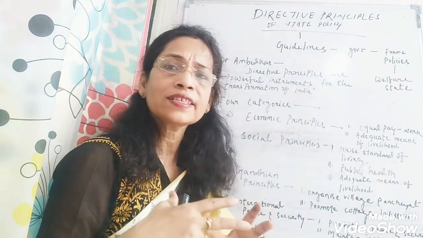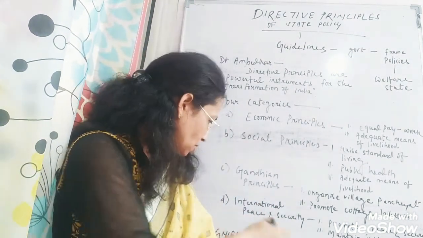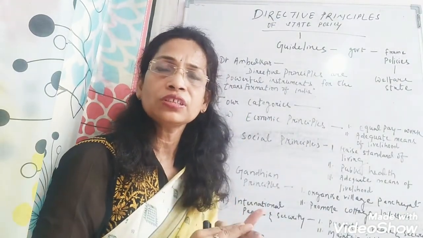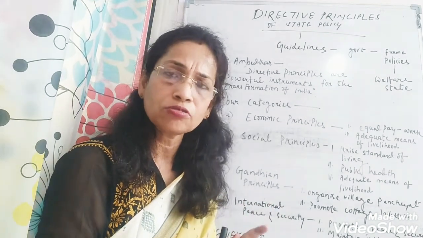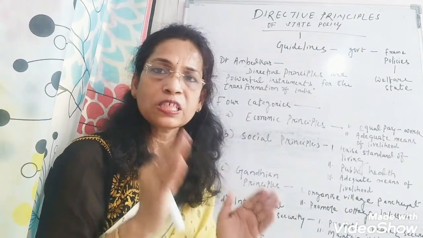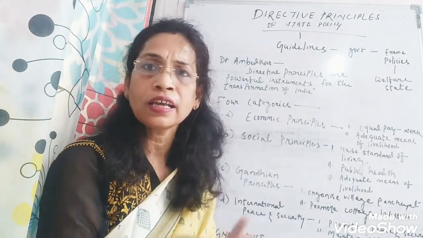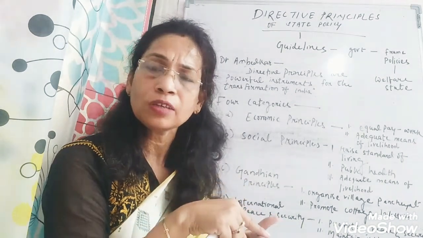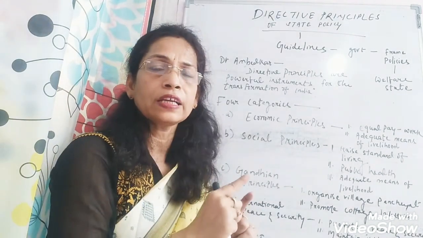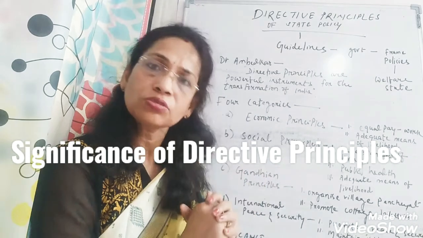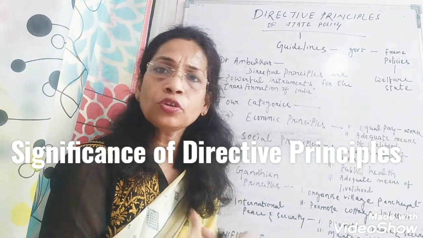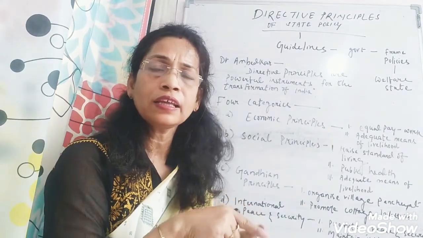Now, what is the significance of these directive principles of state policy? Under it, the right to education has been implemented. Right to education comes under right to freedom. It was implemented in 2005. Every child will get the right to education, specifically in the age group of 6 to 14, and it has been included in the fundamental duty. We read that the right to education has been included in the fundamental duty, that every parent will give primary education to their child.